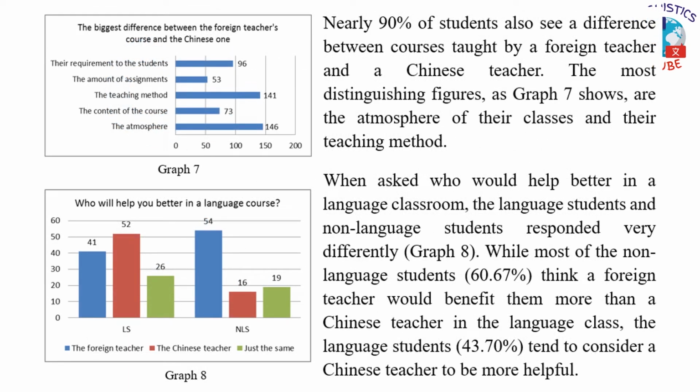Nearly 90% of students also see a difference between courses taught by a foreign teacher and a Chinese teacher. The most distinguishing features, as Graph 7 shows, are the atmosphere of their classes and their teaching method. When asked who would help better in a language classroom, the language students and non-language students responded very differently, Graph 8. While most of the non-language students, 60.67%, think a foreign teacher would benefit them more than a Chinese teacher in the language class, the language students, 43.70%, tend to consider a Chinese teacher to be more helpful.